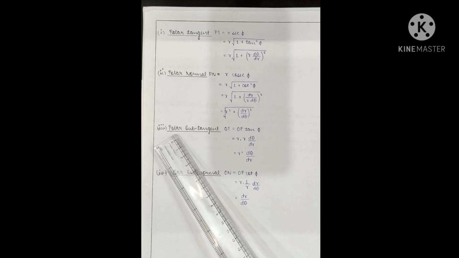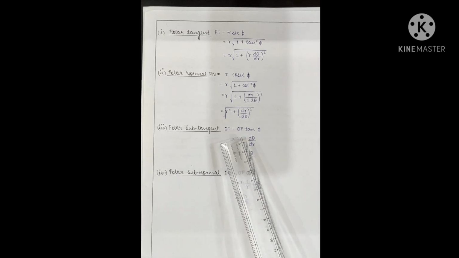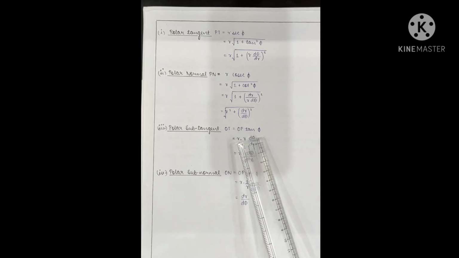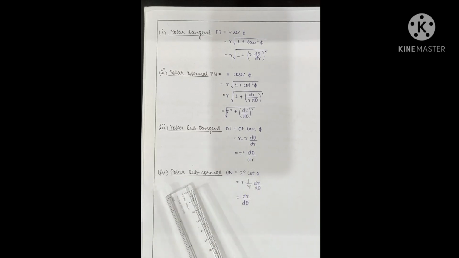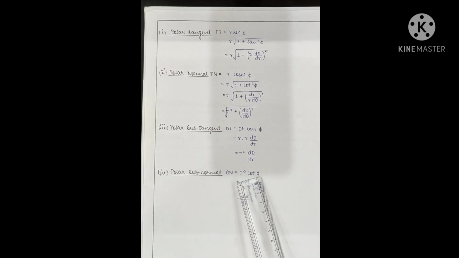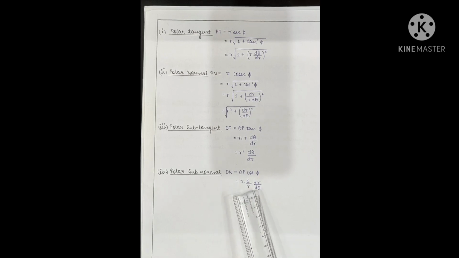Now for calculating polar subtangent, we have the formula OP into tan phi. So tan phi was r into d theta upon dr, so the formula will be r square into d theta upon dr. Now for calculating polar subnormal, the formula will be OP into cot phi. So OP was r, cot phi was 1 upon r into dr upon d theta. So the final formula will be dr upon d theta.